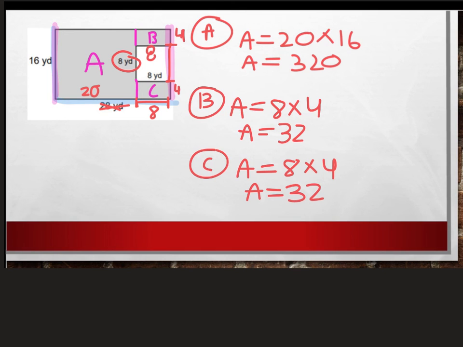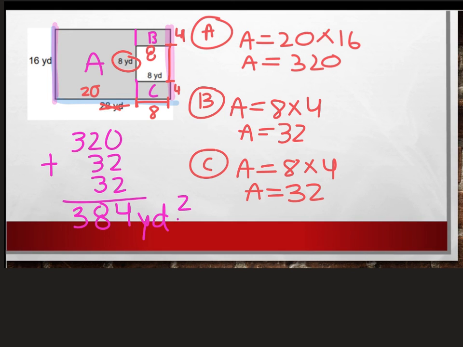So now that we found the areas of each individual shape, we have to add together 320 plus 32 plus another 32. You have a calculator. I don't have one handy, so I'm just going to go old school. You should get 384 yards squared as your total area here.